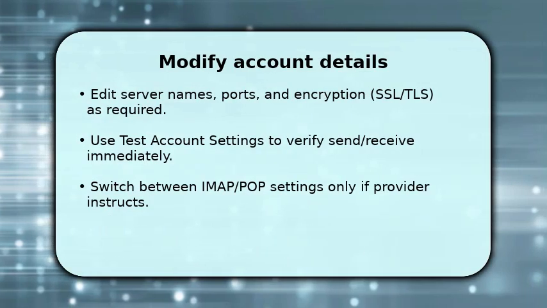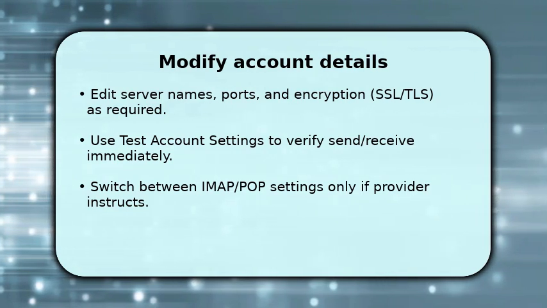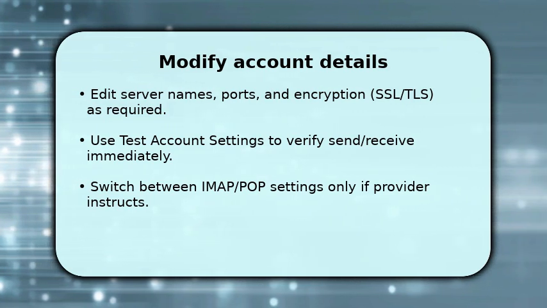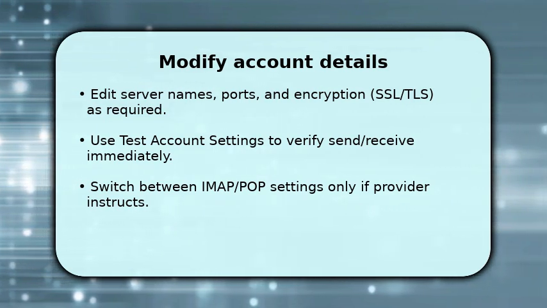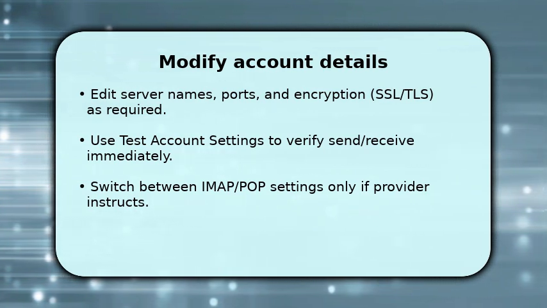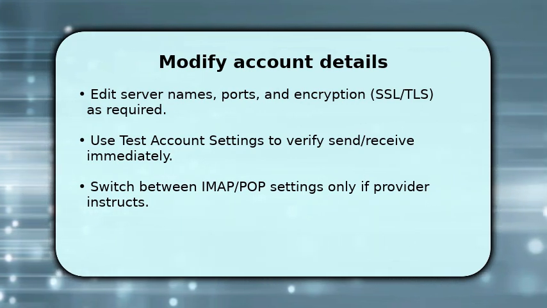Now you'll edit detailed account settings. In the Change Account dialog, click More Settings and review advanced and outgoing server tabs. Adjust port numbers to common defaults like 993 for IMAP SSL or 465/587 for SMTP TLS. Select the correct encryption.